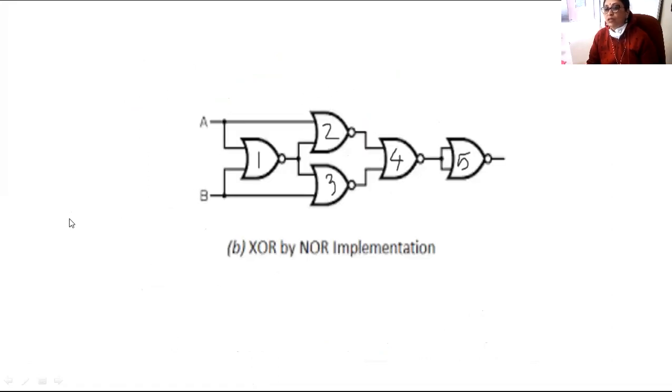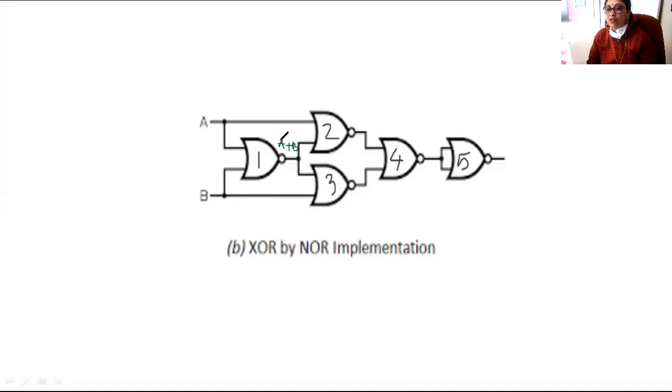Now here we are building an XOR gate by NOR gates. Okay. So let us see the outputs of various gates here. It is very simple. Actually, this is A and B. Therefore, what will be the output of this? This will be (A plus B) bar, because this is a NOR gate.